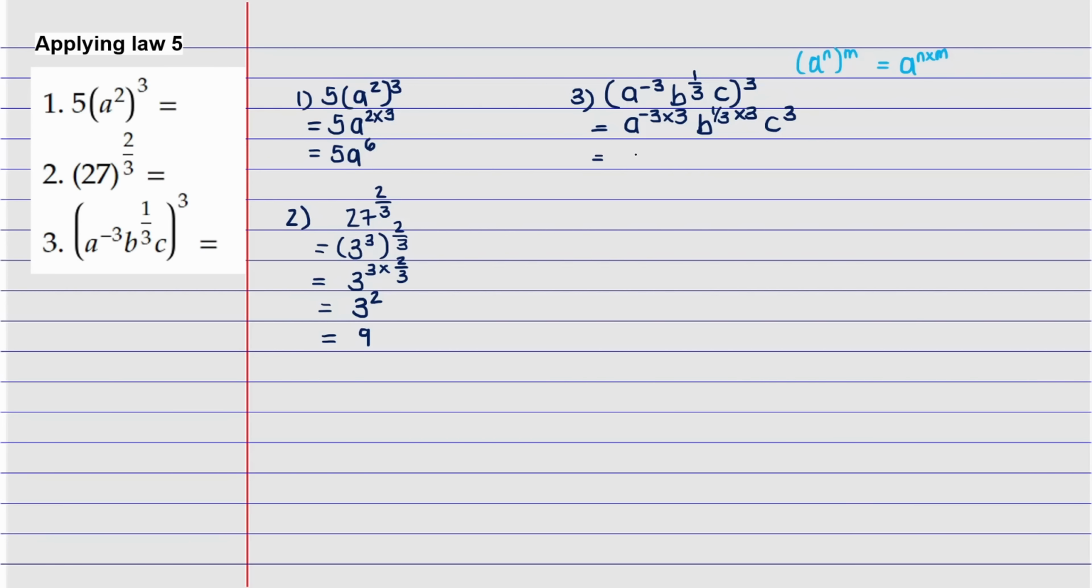Simplify this. This is going to be a to the power negative what? Negative 9, right? Then this is going to be b, and this is going to be to the power 1, right? Then here's going to be c to the power 3. So b to the power 1 is the same as b. So your answer is a to the power negative 9, then it's going to be b, then it's going to be c to the power 3. And that's how you would do this question.